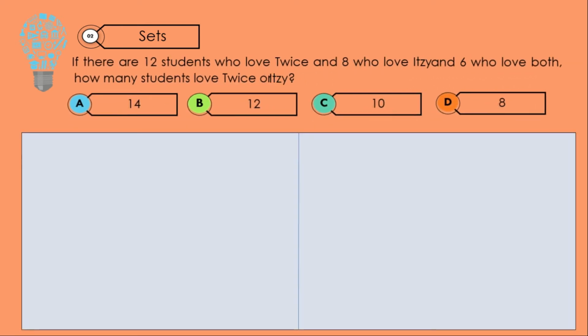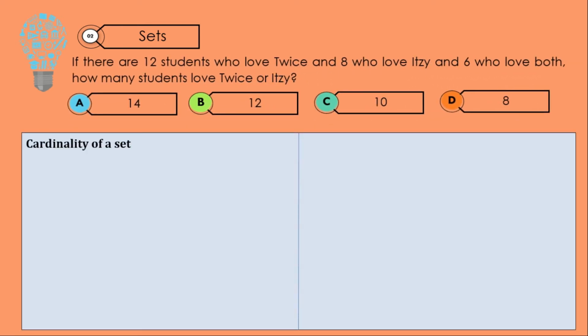In this problem, we are talking about the cardinality of a set, which is the number of elements in a set and is represented by vertical bars, where A can be any set. So here's an example.